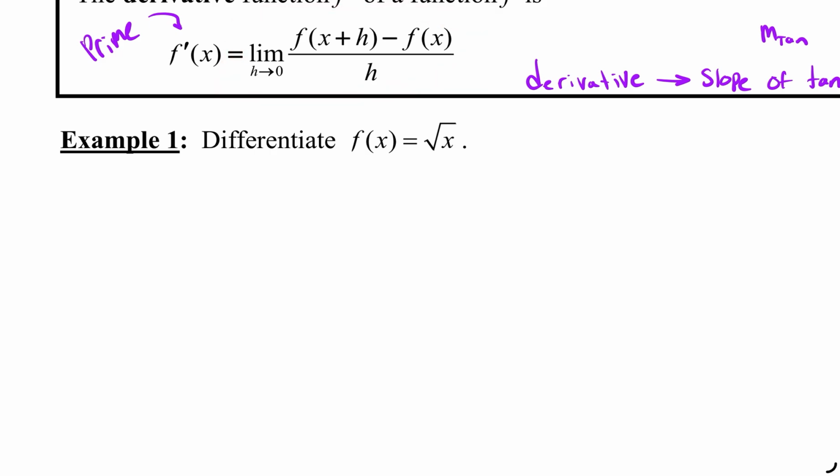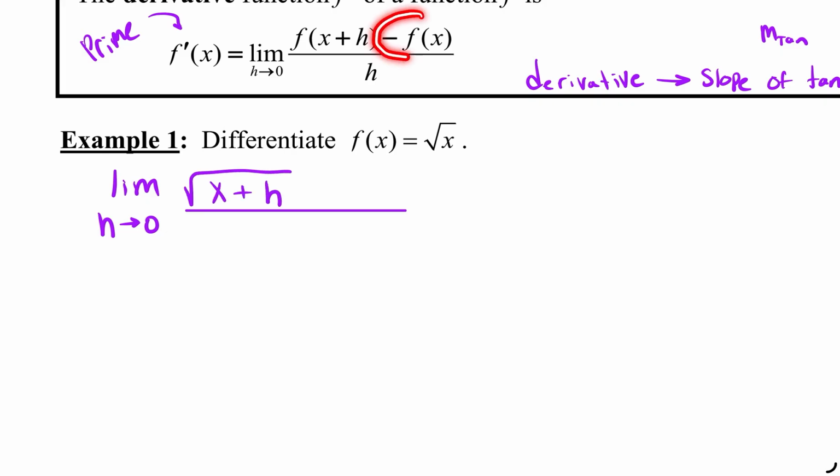So we're going to write the limit as h approaches 0. And then on top, they want us to put f of x plus h. So anywhere I see an x, I need to replace it with x plus h. Right here I've got square root of x, so I'm going to rewrite it as square root of x plus h. Then our formula has minus f of x. So I'm going to put minus, and then write the function exactly how it is, square root of x. And then on the bottom, I've got h.